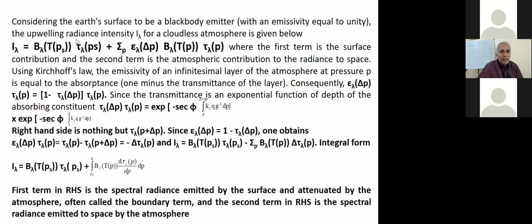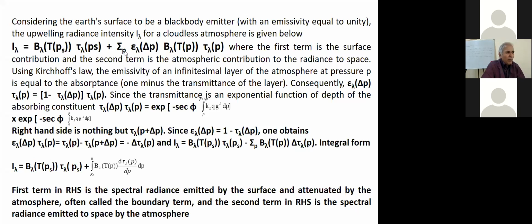So the temperature PS is the temperature of the Earth's surface. For that particular wavelength, you will have a Planck radiance, corresponding to the temperature of the Earth's surface. This is the Planck radiance. If I multiply with the transmittance at PS, this tells you how much of this blackbody radiance that is radiated by the Earth is allowed by the overlying atmosphere to reach the radiometer in the satellite. So this is the surface contribution by the Earth surface.